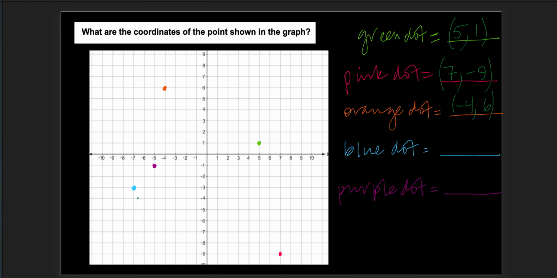And then for the blue dot, it's over -7 units on the x-axis, and down -3 for the y-axis. And then for the purple dot, it's over -5 units on the x-axis, and down 1 unit, so -1 for the y. So that's precisely what you should have gotten for those.